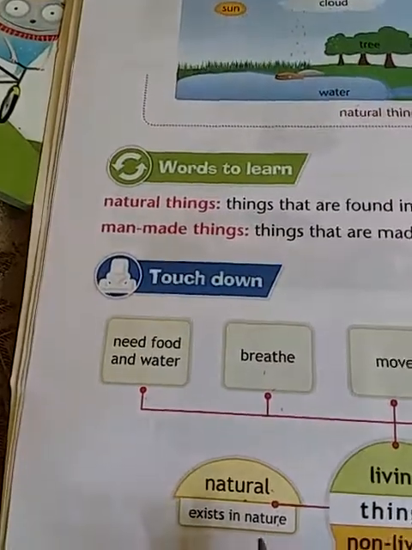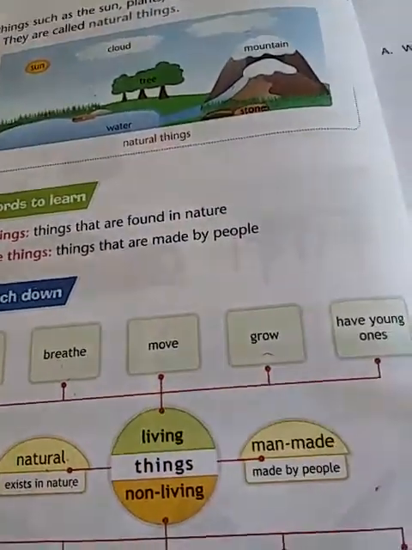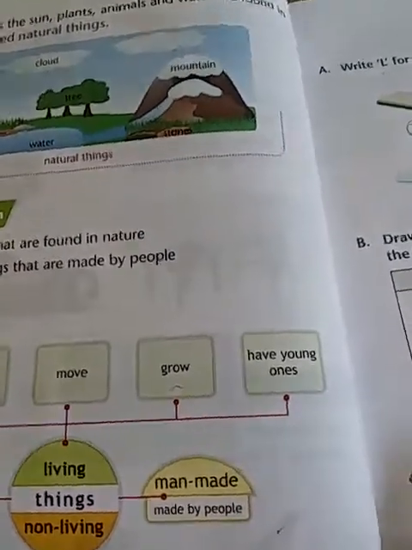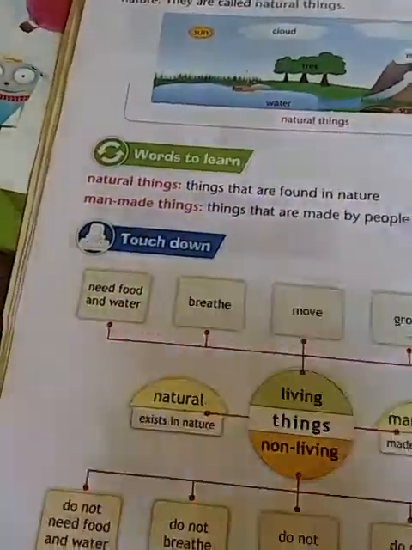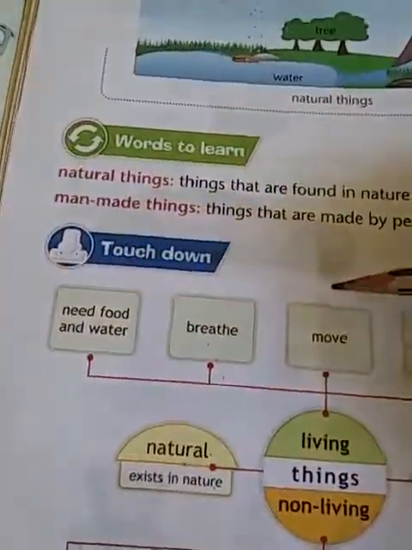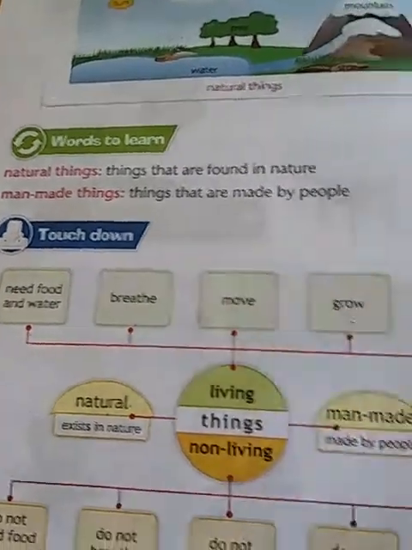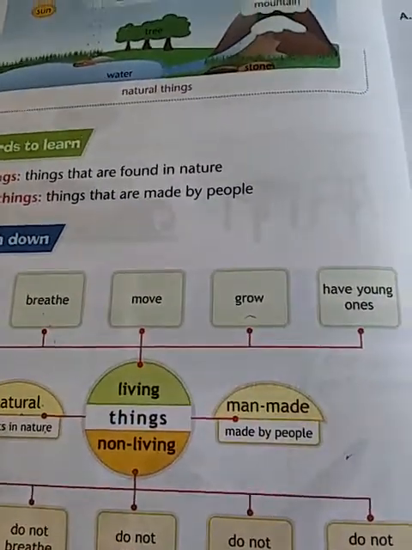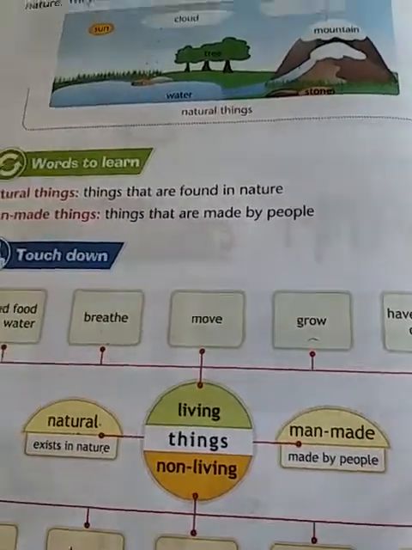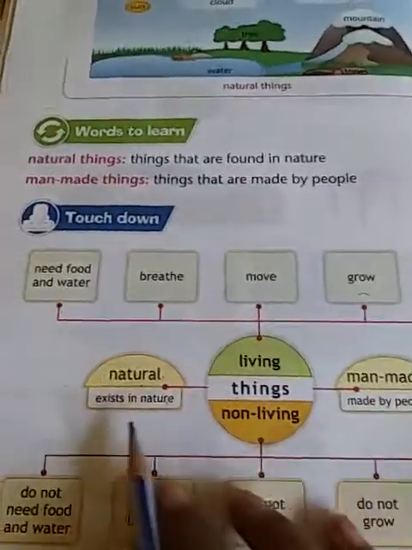Living things need food and water, they breathe, they move here and there, they grow, and they have their young ones. But non-living things are the opposite of living things. They do not need food or water, they do not breathe, they can't move, they do not grow, and they do not have young ones. So this is living and non-living things.